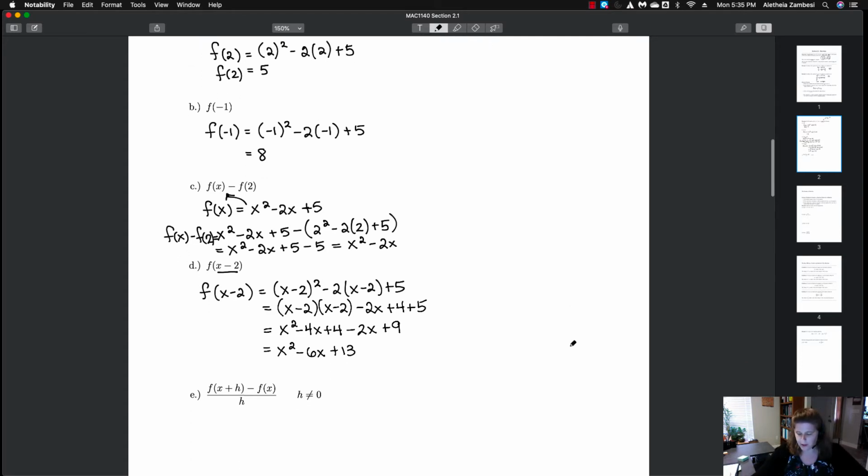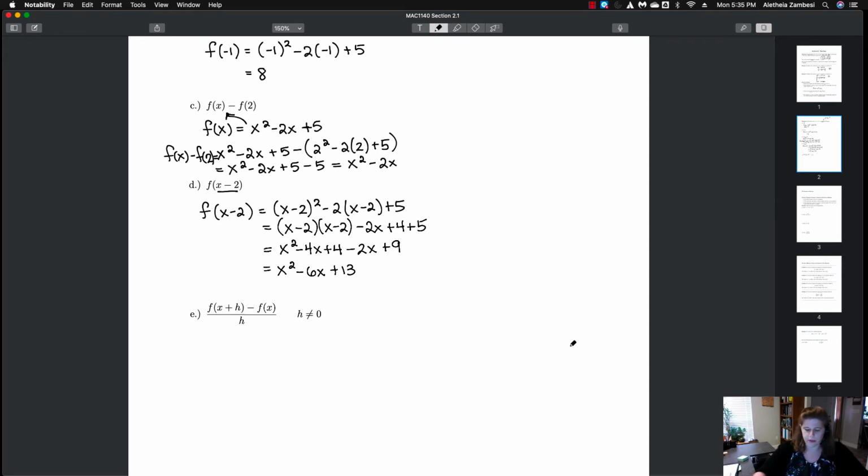The next part I wanted to go over is what's called the difference quotient. Now, for those of you moving on to calculus, the difference quotient will become very, very important right at the beginning. So this formula here, f of x plus h minus f of x all over h, is what we call the difference quotient.